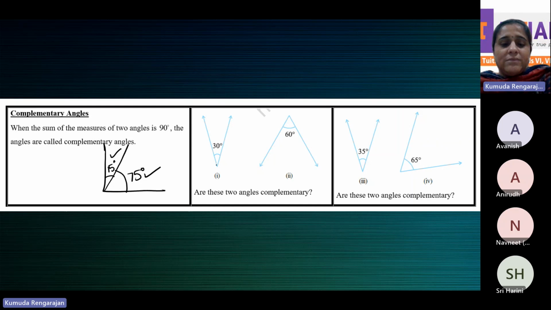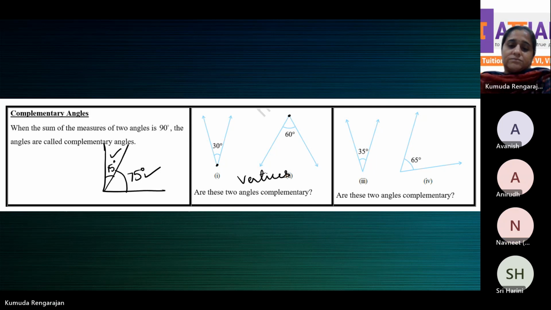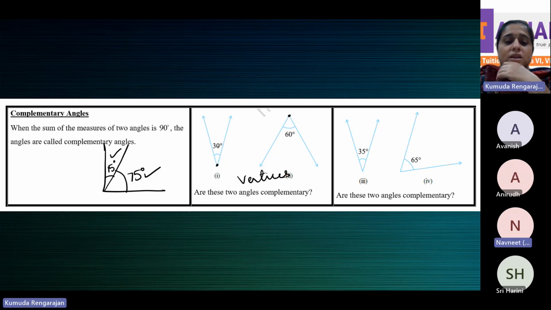For 30 degrees, this is the vertex, but for 60 degrees, this is the vertex. The two angles have different vertices, and that is okay. This is an angle which measures 30 degrees, this is an angle that measures 60 degrees, and 30 plus 60 is 90. So these two angles are complementary.